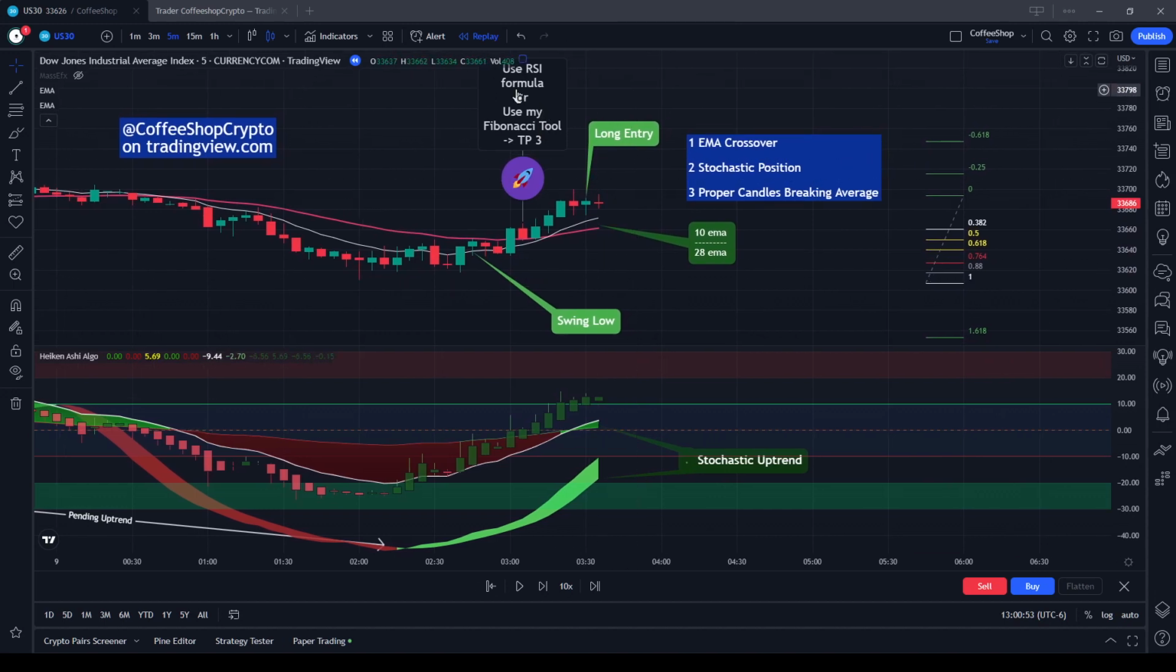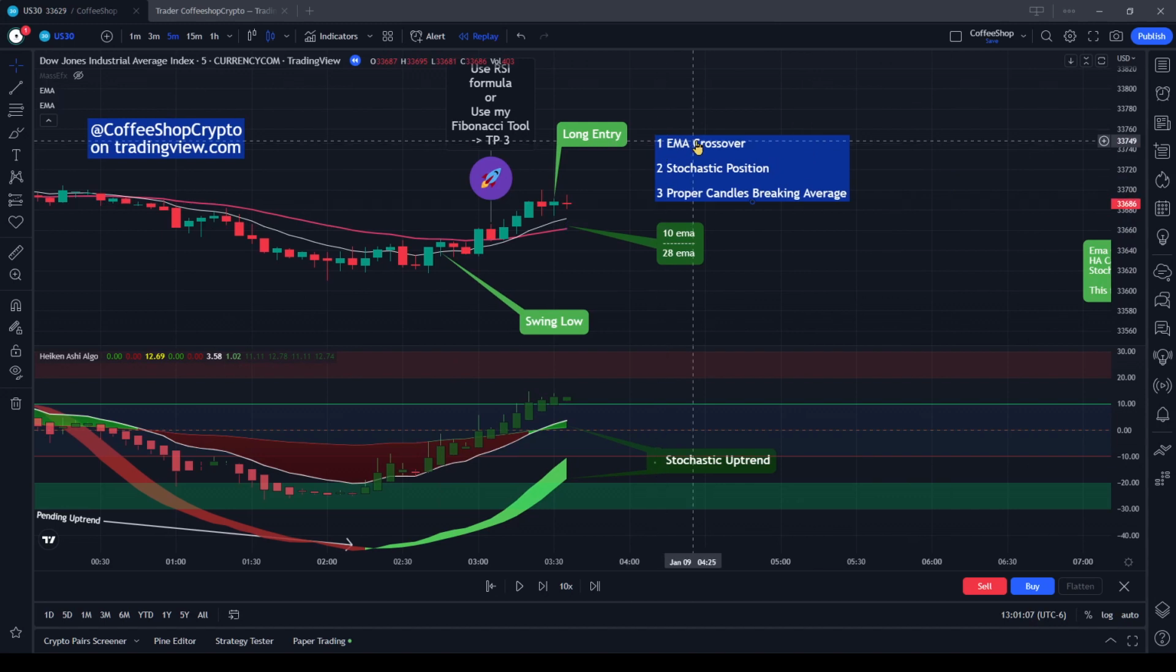Also, when you use your RSI formula, you have to subtract 1 from the results. And people who are using the RSI formula, you'll know what that is. And I'm going to use the RSI formula on this one right in front of you. So let's go through the confirmations again. You have an EMA crossover. That's here. Your stochastic position. It's called stochastic position because you just need to know what is the position, what's happening.